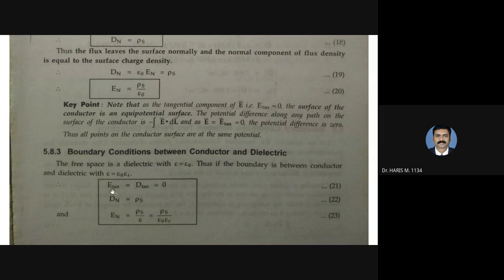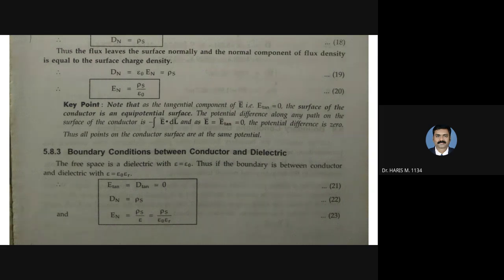That is, the tangential electric field component is equivalent to the tangential electric displacement component, which is equal to 0, and then dn is equivalent to rho s, and the normal electric field component can be equated to rho s divided by epsilon 0. Replace this with epsilon 0, epsilon r. You can write this equation as rho s divided by epsilon 0 epsilon r. So these are the boundary conditions.